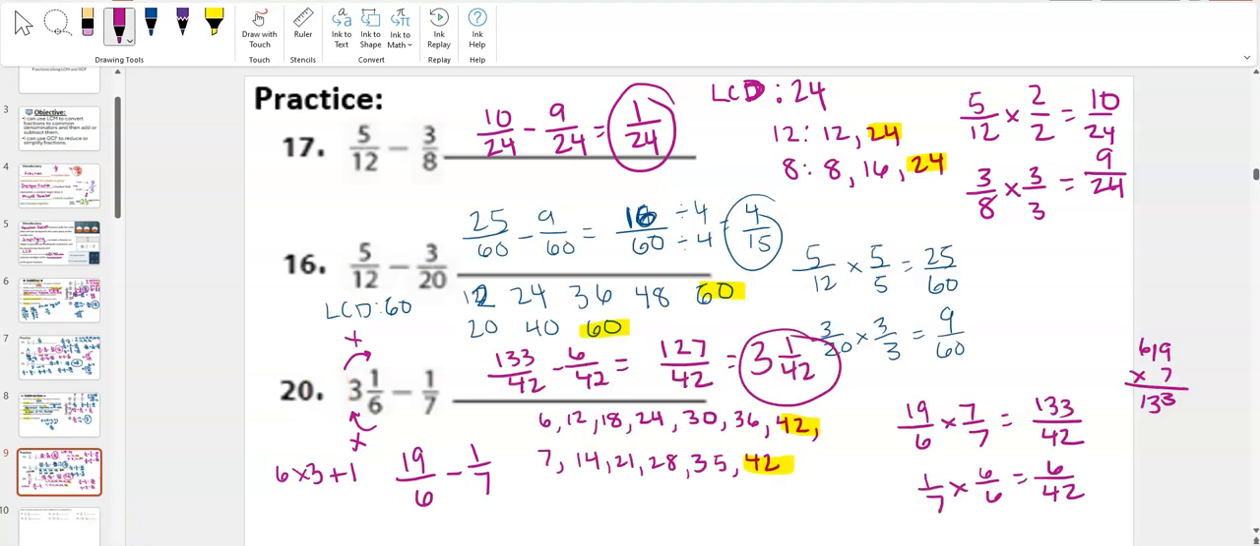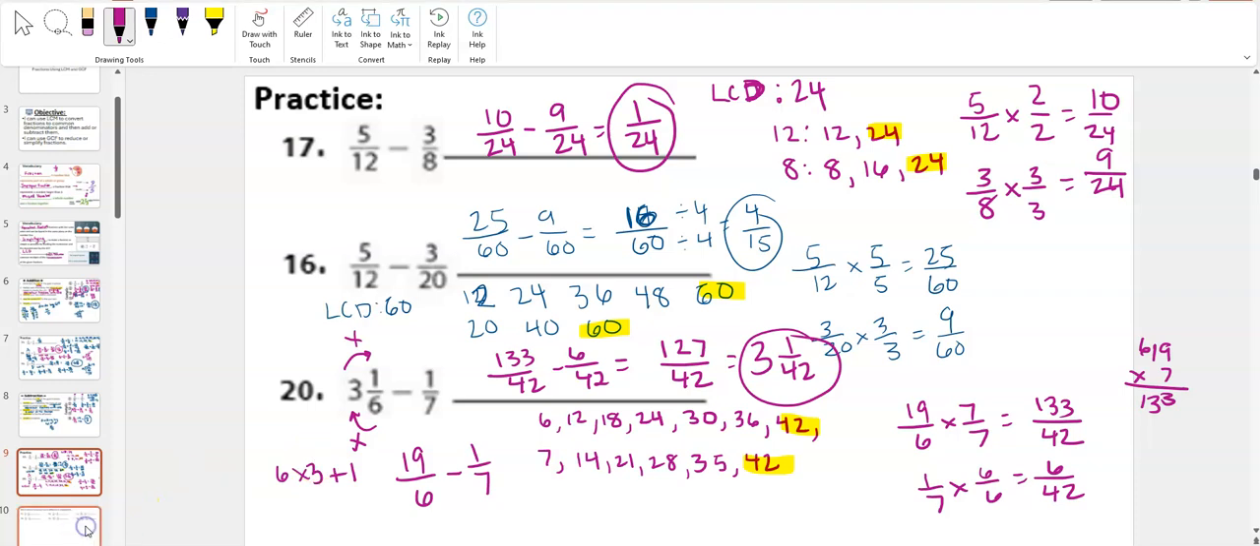All right, so much work here. On number 16, we found an LCD of 60. We got 25/60 take away 9/60, and then reduced that to 4/15. And on 21, we got an LCD of 42, converted that to 133/42 and 6/42, and got 3 and 1/42.